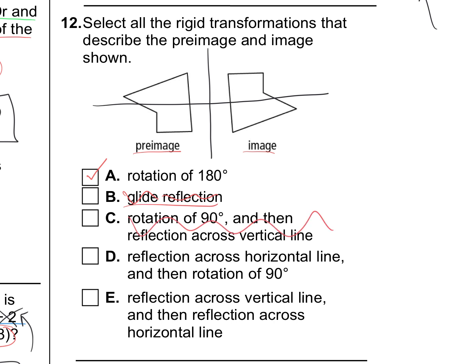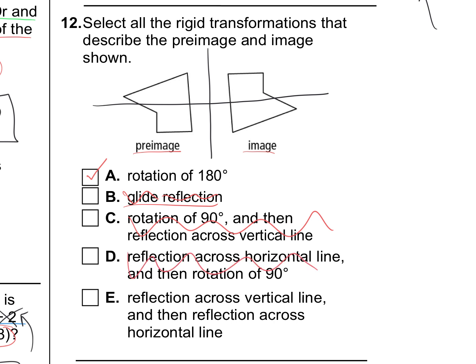Similar idea. Reflection across a horizontal line, so I could flip it over that x-axis, and then a rotation of 90 degrees. Would that get us there? No, it would not, because that point would still be on the wrong side.